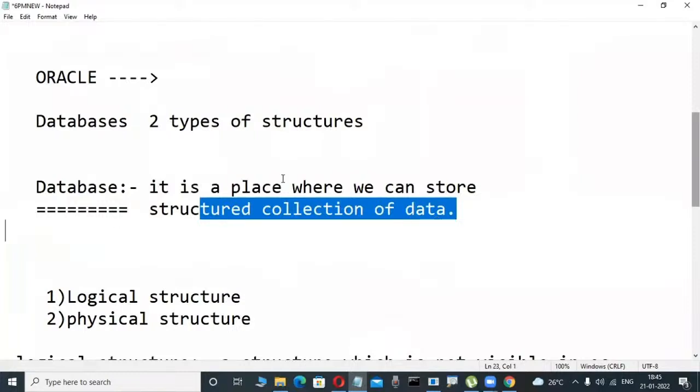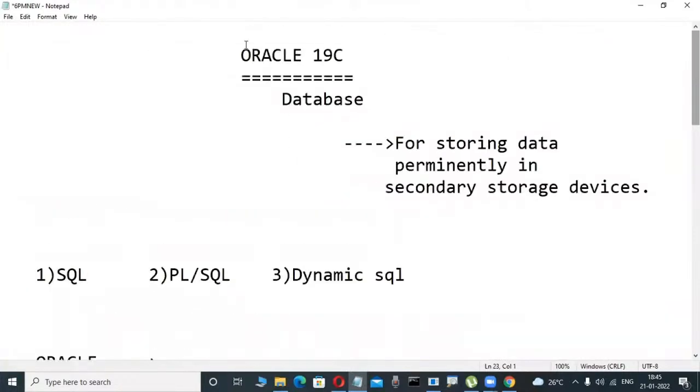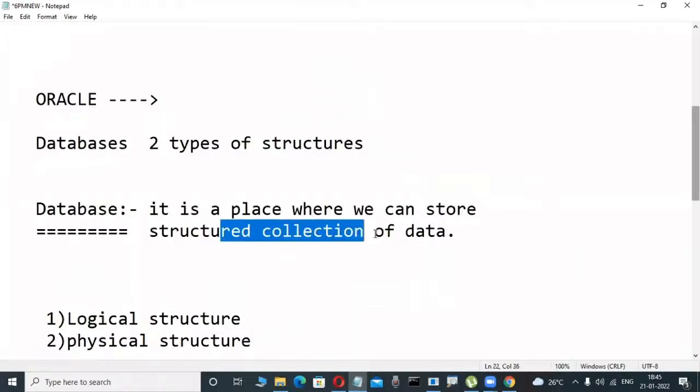Now, Oracle is a product from Oracle Corporation. In our course, we are learning the 19c version only. This is a database product. If anybody asks what a database is, as developers we say it is a place where we can store a structured collection of data. That is the logical side we are telling.